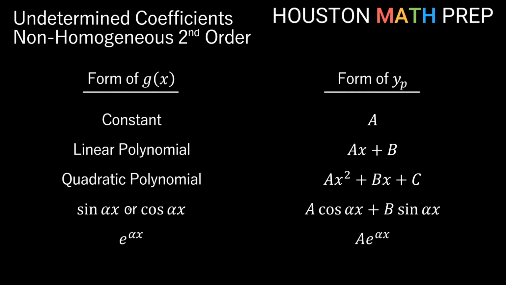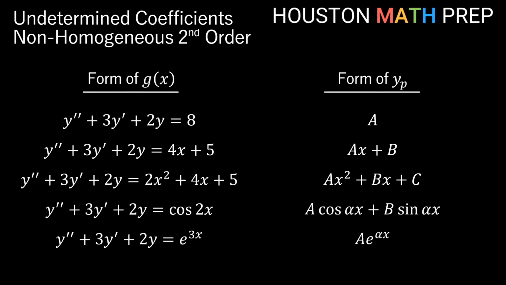If our right-hand side function g of x is sine or cosine of some multiple of x, then our particular function is going to be some multiple of cosine of that multiple of x plus some other multiple of sine of that multiple of x. And lastly, if our right-hand side is just e to some multiple of x, then our particular function form will be some multiple of e to that multiple of x. And we'll just go ahead and work through these 5 examples for you now.